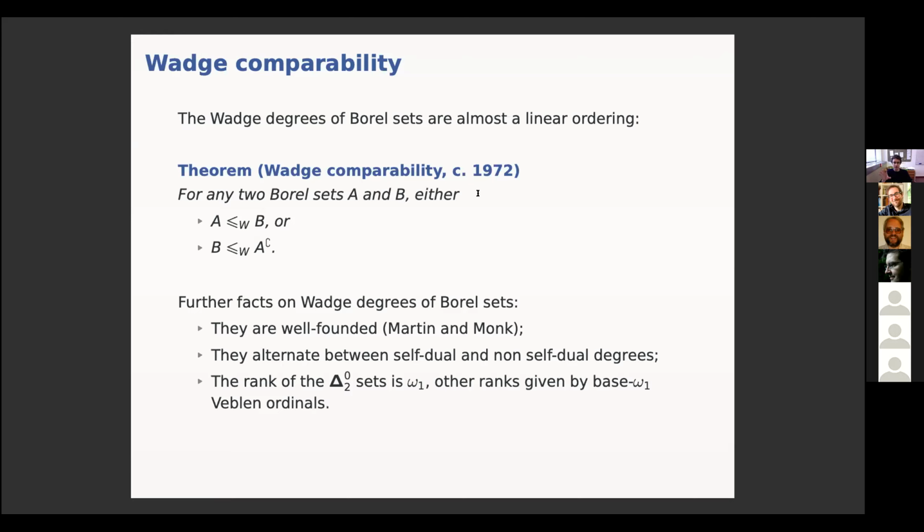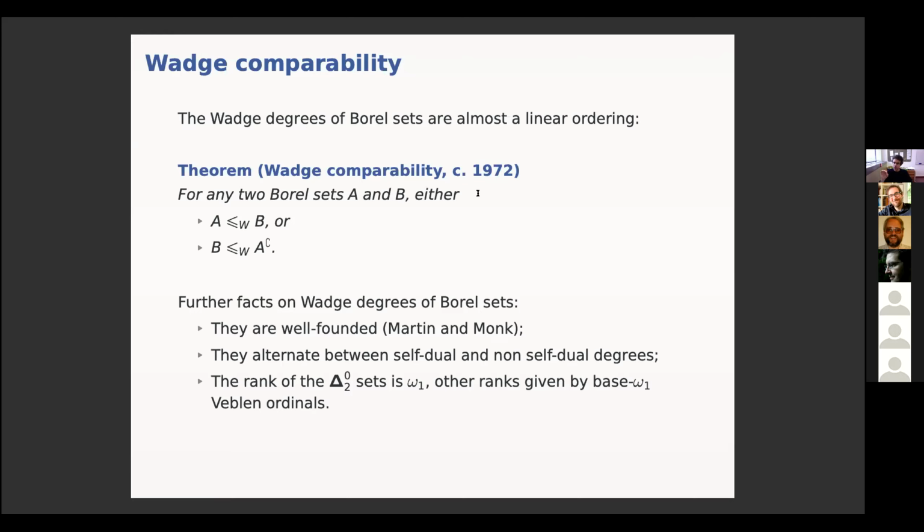So there are sets where the set and the complement are Wadge incomparable, but that's all the incomparability you're going to get. Once we identify a set and its complement, then the Wadge degrees of Borel sets are linearly ordered. And in fact, Martin and Monk proved that they are well-founded, so they're well-ordered.